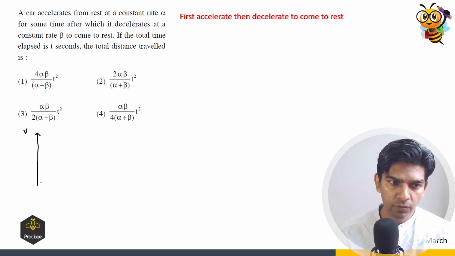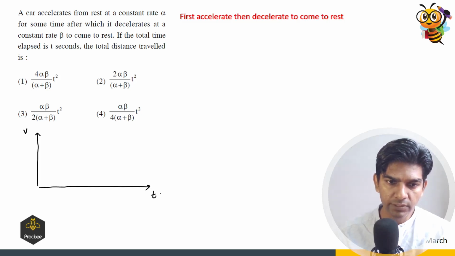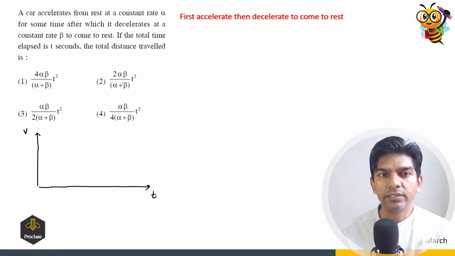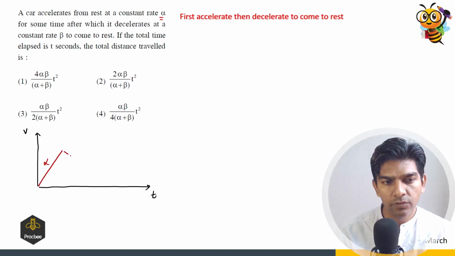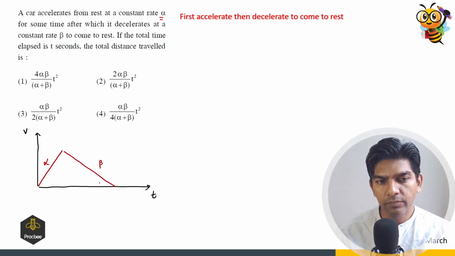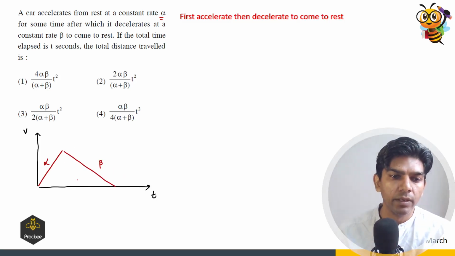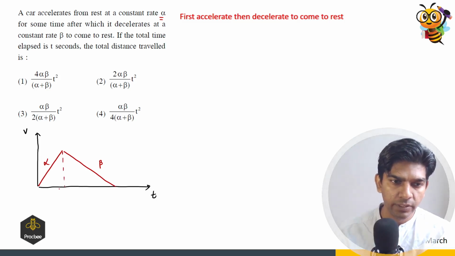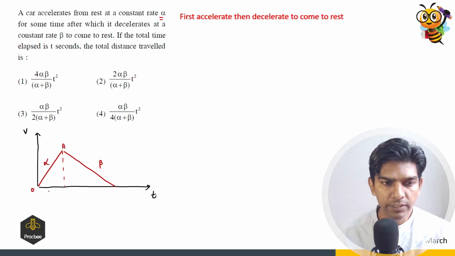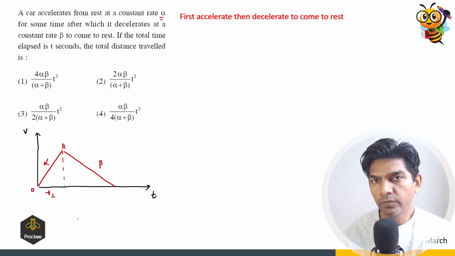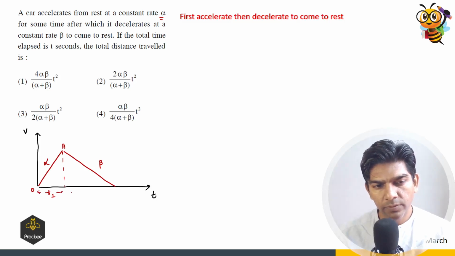So v on the y-axis and t is on the x-axis. So first it accelerates with a constant rate alpha, so it will be a straight line, and then it decelerates with a constant rate beta. Again it will be a straight line, but the slope will be negative, and it comes to rest. So let us say if I take these points O to A, while the car is accelerating, let us say it has accelerated for t1 interval, and it decelerates for t2 interval, right?